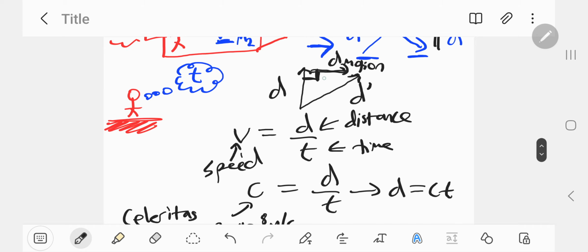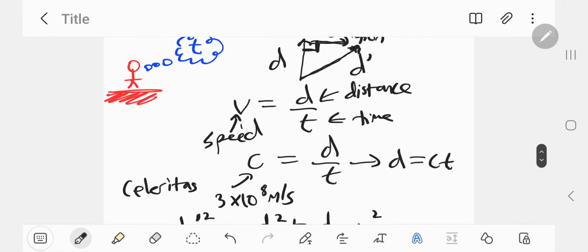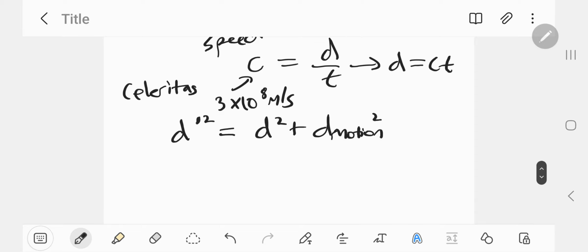Let's use Pythagoras. Let's take this triangle here, and the hypotenuse is d dash, and let's write the following expression. I hope you can follow along. d dash squared is d squared plus d motion squared. You're going to see how powerful this statement is. Just a simple statement, Pythagoras: c squared is a squared plus b squared. It's a right angle triangle.